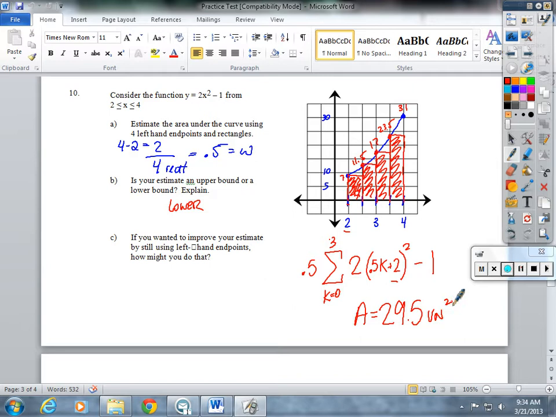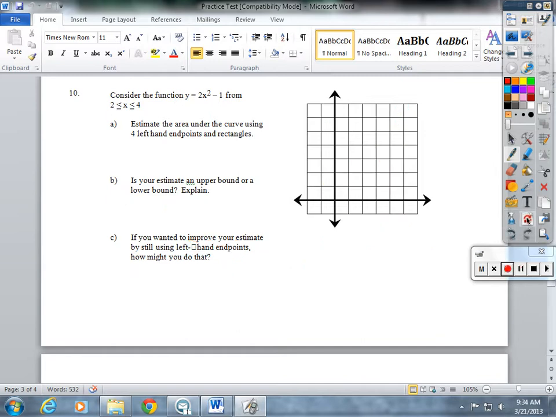To improve your estimates and still use left-hand endpoint rectangles, you just have to have more rectangles. How many? I don't know, 1 million. We have to have so many that the widths of those rectangles are basically straight lines. The width is that small that there almost is no width. It would be the limit as it approaches 0. All right, then moving on here.